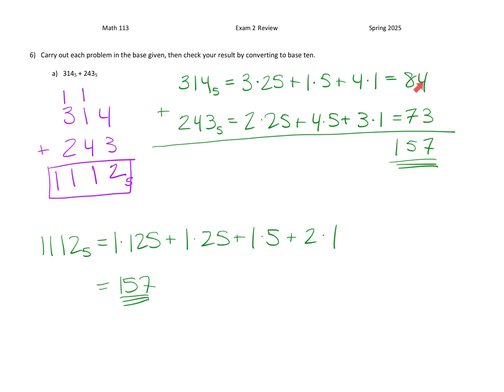Okay, so when I add 84 and 73, I get 157. And then my answer to this sum, when I convert it to base 10, is 157. So these match, so I know this is right.